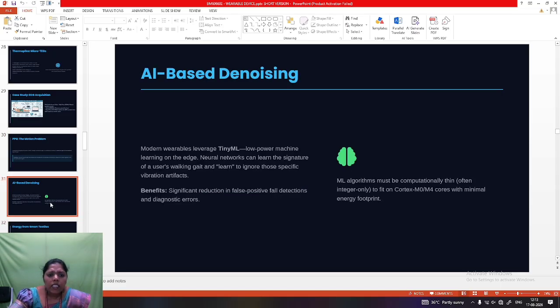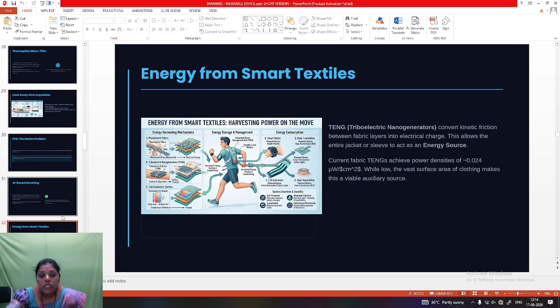The next topic is AI based diagnosis, an important topic we will discuss. AI based diagnosis: modern wearable devices run low power machine learning on the edge. Neural networks can learn the signature of walking gait and learn to ignore those specific vibrations as artifacts. Benefit: significant reductions in false positive fall detections and diagnosis errors. Let us move on to the next slide.